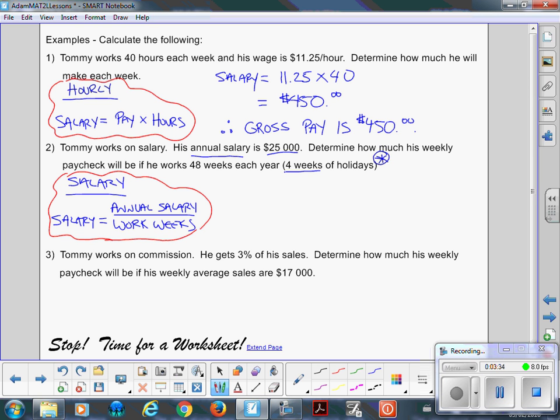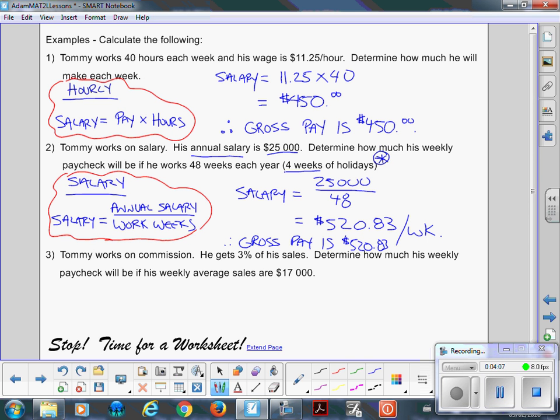All right. So for this case, salary would equal his annual pay, so $25,000. We're going to divide that by 48. And what do we end up with? So 25,000 divided by 48 is $520.83 each week. Okay, so therefore, gross pay is $520. Now, again, remember, he's making $520. That's guaranteed paycheck. Every week Tommy works, he gets $520.